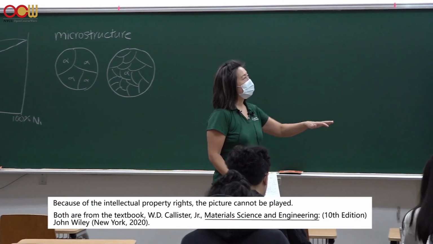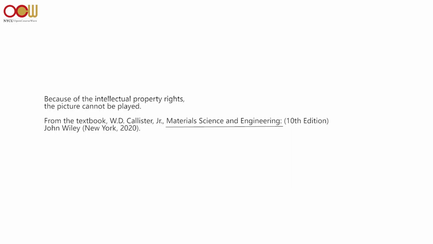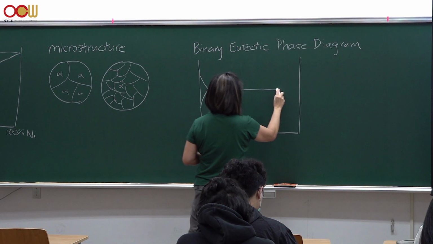But something like this is a very rare material where you get 100% solubility. So the following one is actually a much better, more common phase diagram. This is a binary eutectic phase diagram. Have you fill in some of this yourself?